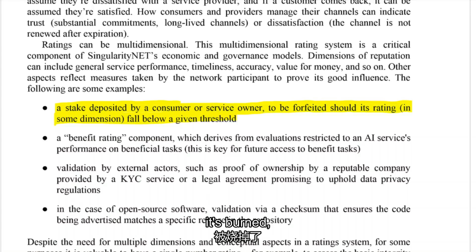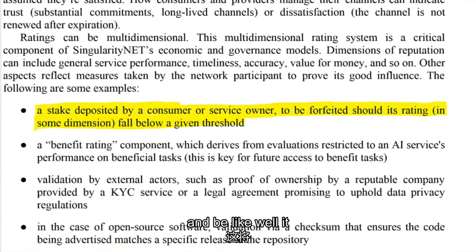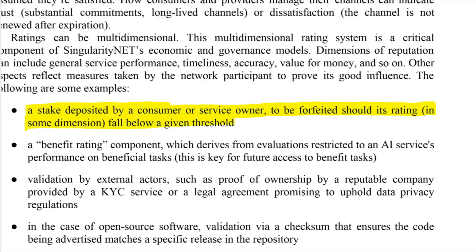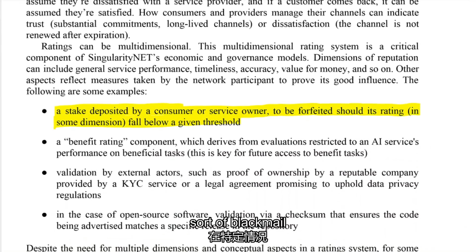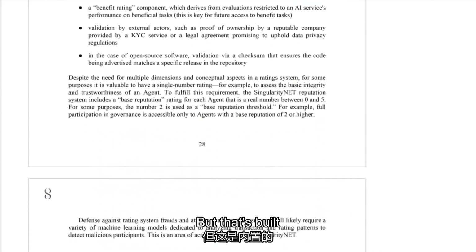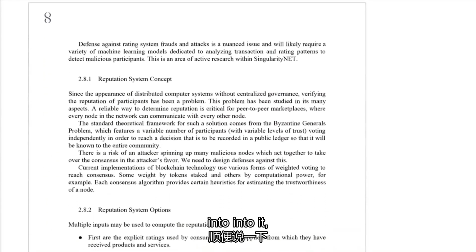It's automatically burned, and that gives people more trust in you because you're now forced to uphold that rating. But it also allows some kind of mafia games. Like, you could go to that service owner and be like, well, it would be a shame if you had a bunch of 1-star ratings coming in. And then you can sort of blackmail them in given circumstances. So it's not easy, right? It's not easy, but that's built into it.